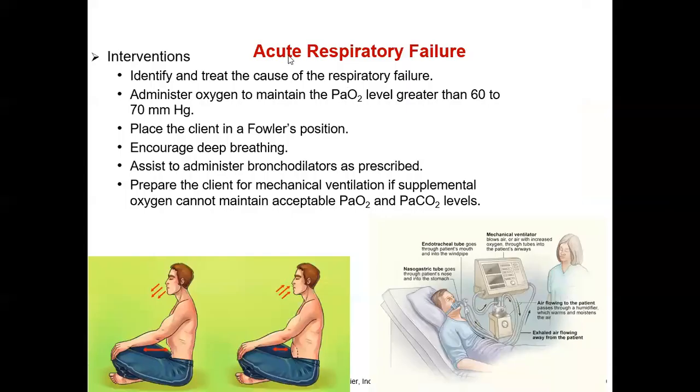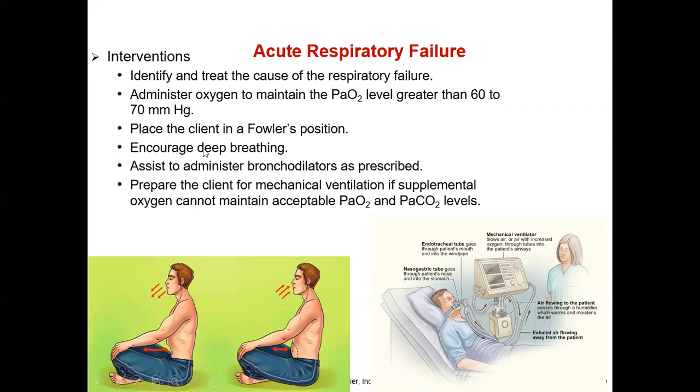So if a patient has acute respiratory failure, what will we do? What are the nursing interventions? Identify and treat the cause of respiratory failure, and give them oxygen to maintain a partial pressure of oxygen greater than 60 to 70 millimeters of mercury. We place our client in Fowler position. In this picture, we can see the Fowler position.